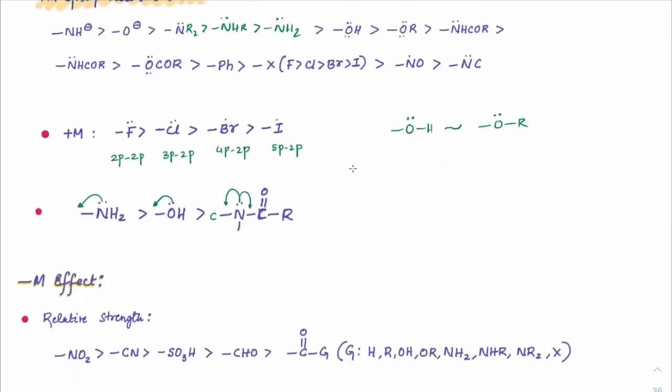Now, when it comes to the minus I effect, if you just recall the minus I effect, OH and OR, if you compare, both of them are oxygen only. Both of them should pull with the same strength. And here there is an alkyl group which is donating. The expectation is that this would be strongly withdrawing.